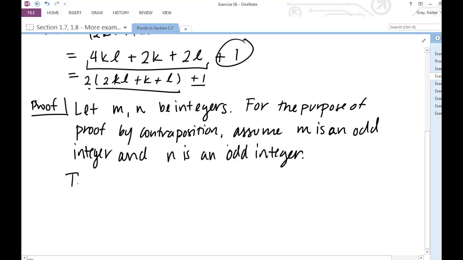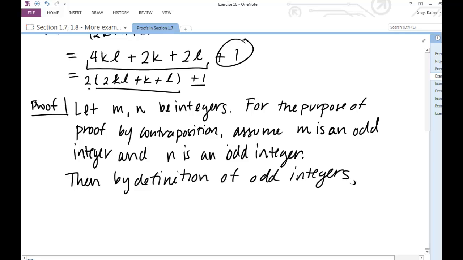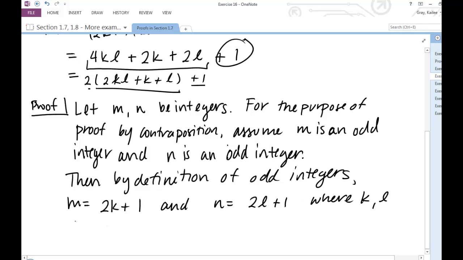Okay, and then I'm going to apply that definition, right? Then, by definition of odd integers, m equals 2k plus 1 and n equals 2l plus 1. I've got to use a different integer here. I can't use k again because I'm not assuming that m and n are equal. That's more than we know. And I've got to be clear to my reader that k and l are integers. I need to declare my variables.